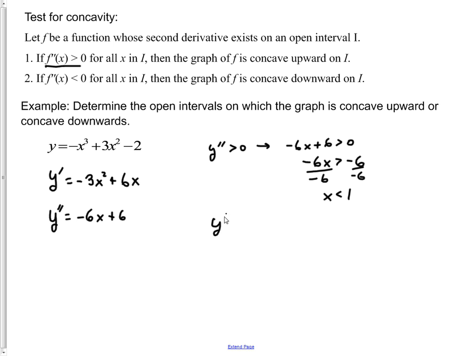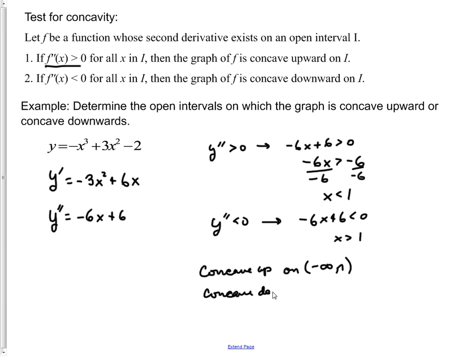Conversely, y double prime will be less than 0 for the same reason. If we set negative 6x plus 6 less than 0 and solve our inequality, we find that x is greater than 1. So we're going to say that this function would be the kind of function that has a shape that is concave up on the open interval from negative infinity to positive 1, and concave down on the interval from 1 to positive infinity.